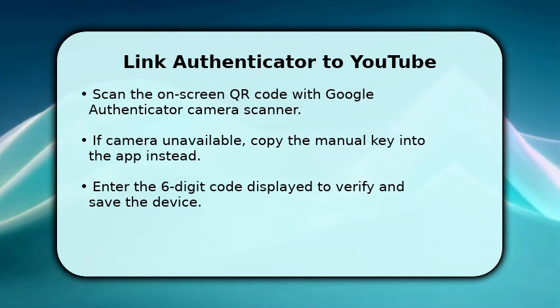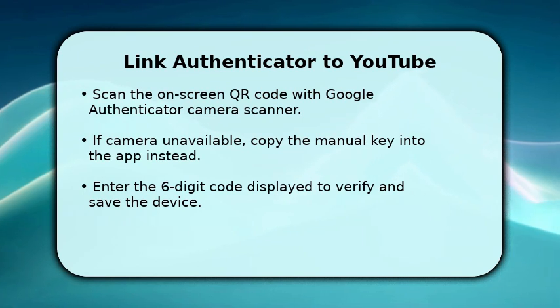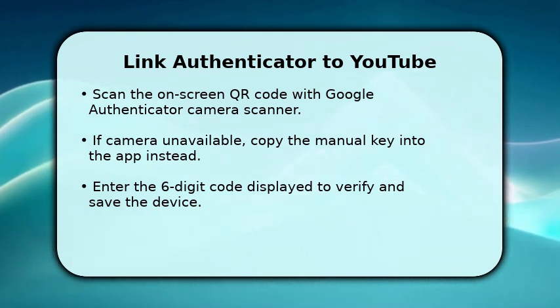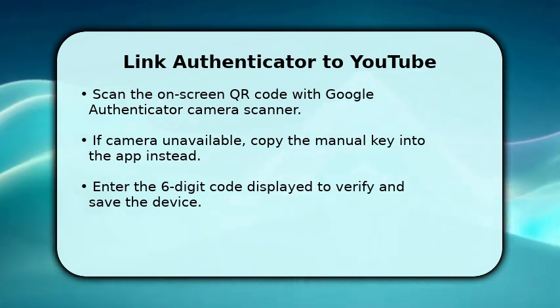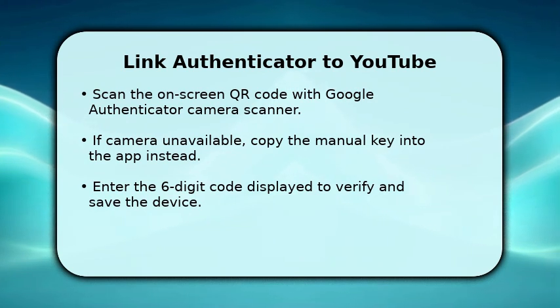Make sure you enter digits quickly because they expire. If it fails, wait for the next code cycle and try again. After verification, click Done and confirm that two-step verification lists Authenticator as an active option for your YouTube login.